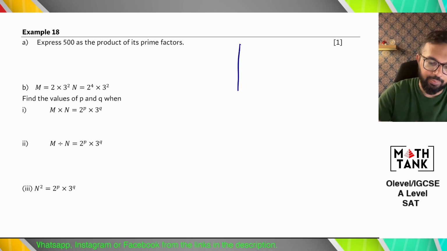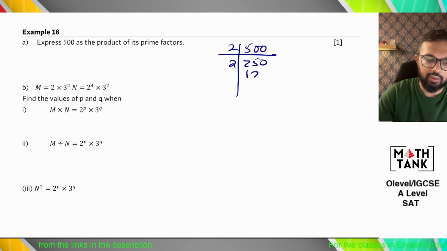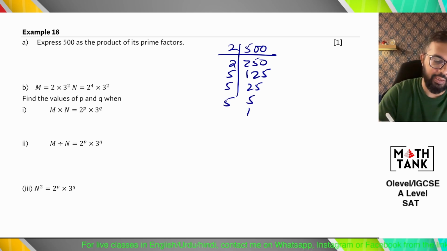Express 500 as a product of its prime factors. I think that's the last question for today. It's been a slightly long class. Okay, so 500 is 2 square into 5 cube.